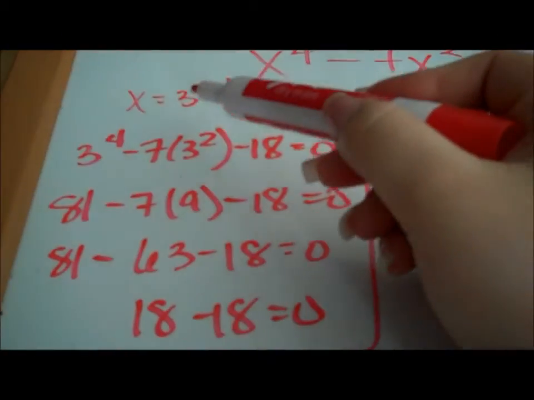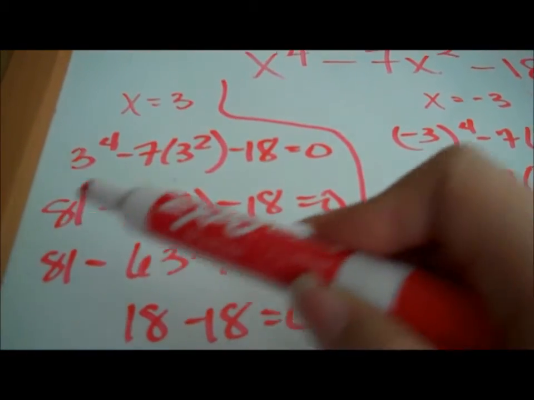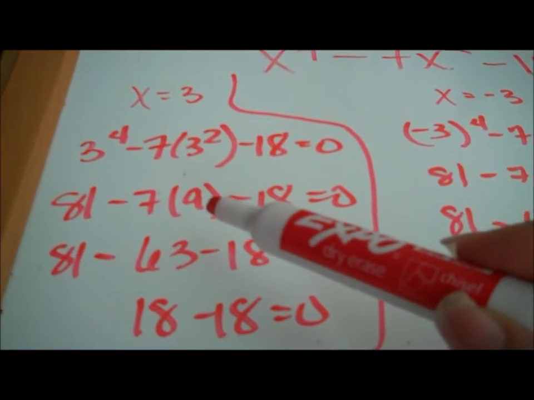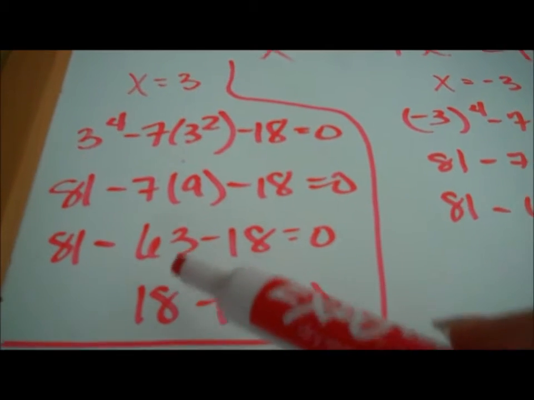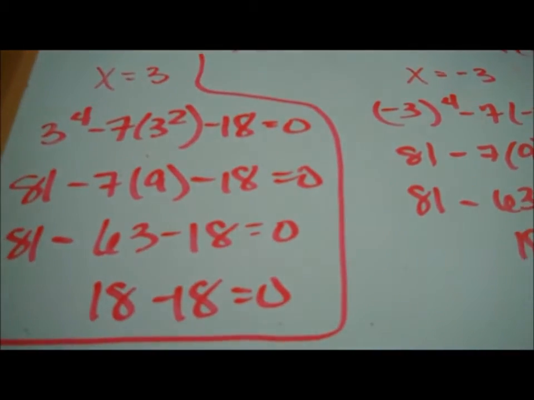I substituted 3 in for the equation here. 3 to the 4th power is 81. 3 squared is 9. Negative 7 times a negative 9 is a negative 63. 81 minus 63 is 18. 18 minus 18 is 0, so that one checks.